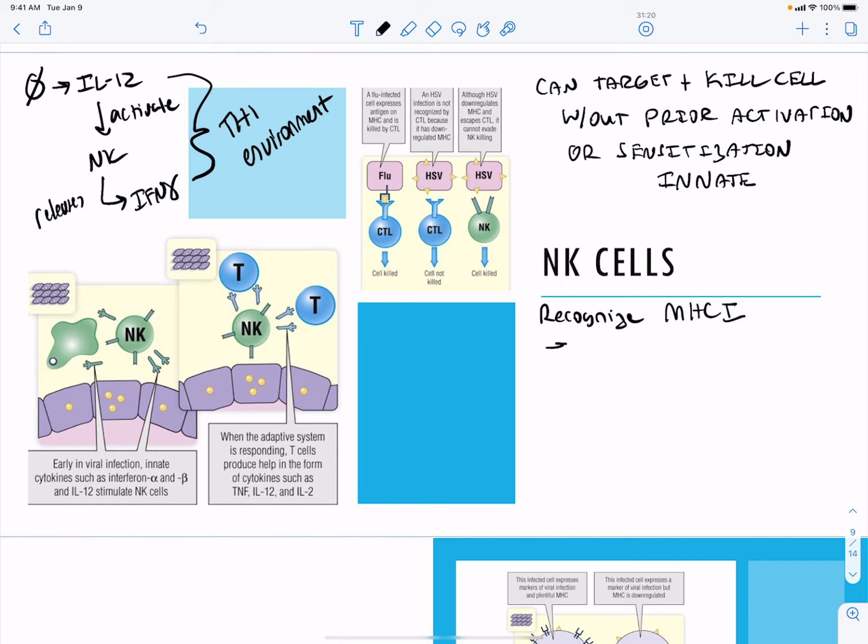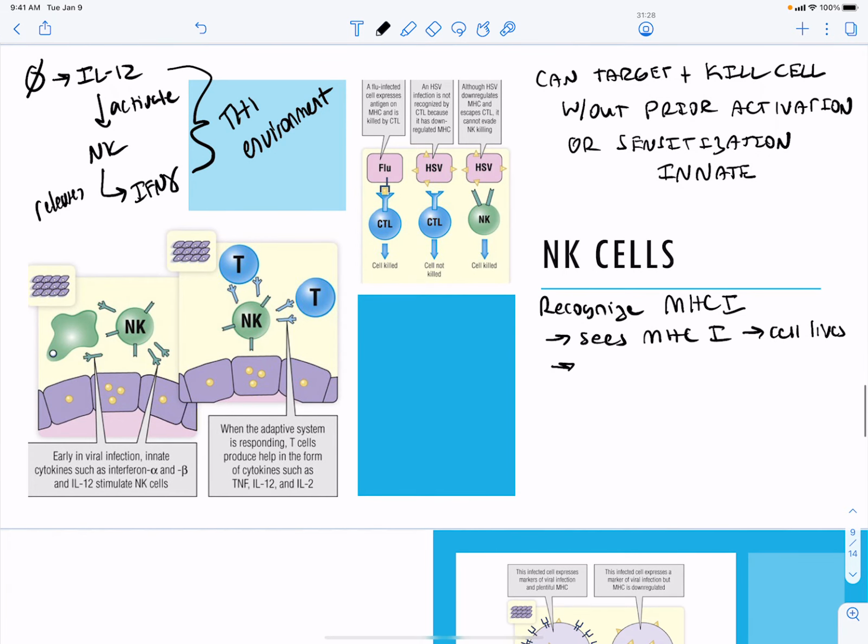And if it sees MHC1, then the cell lives. If it does not see MHC1, then the cell dies, and this is via apoptosis.